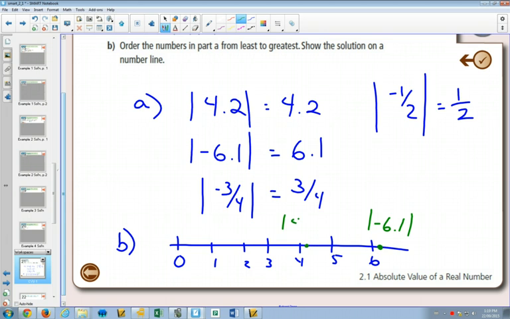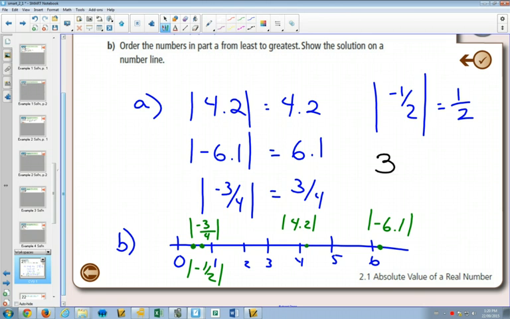4.2, the absolute value of 4.2 would be right there. 3/4, or the absolute value of negative 3/4 would be right there. And the absolute value of negative 1/2 would be the smallest one. So the least would be negative 1/2, then negative 3/4, then 4.2, then negative 6.1 inside those absolute value bars. So it's relatively straightforward.